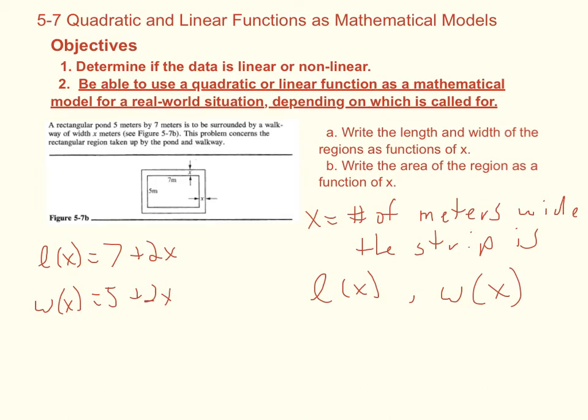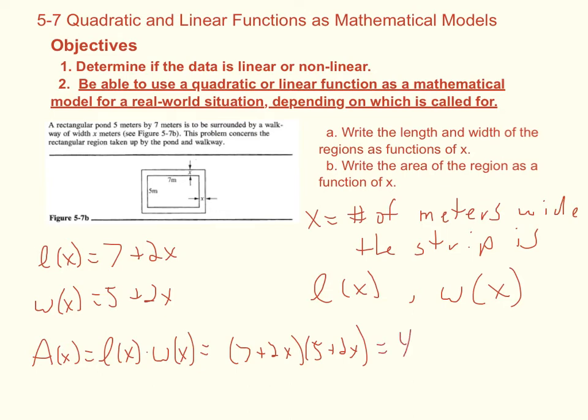But now, we're also looking to write the area of the region as a function of x. So area of x equals L of x times W of x, which equals 7 plus 2x times 5 plus 2x, which when we do the math, equals 4x squared plus 24x plus 35. And you see right there, this now is a quadratic function.